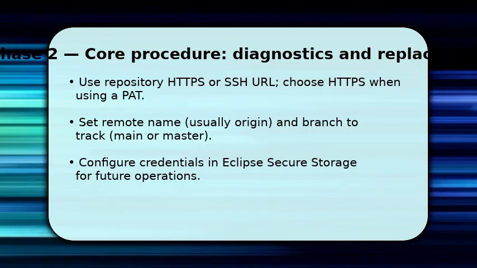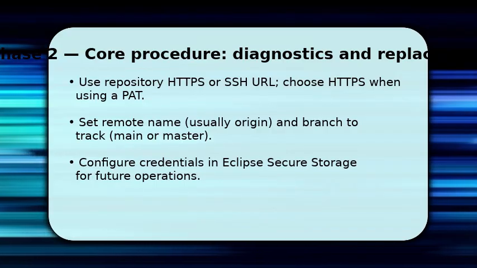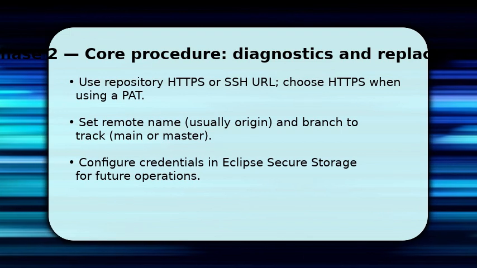Select the branches you need, typically main, then choose a local folder for the working copy. After cloning, import the project into the workspace via Import Projects from Git. Make sure Eclipse detects project metadata.